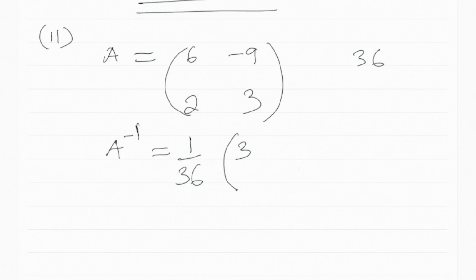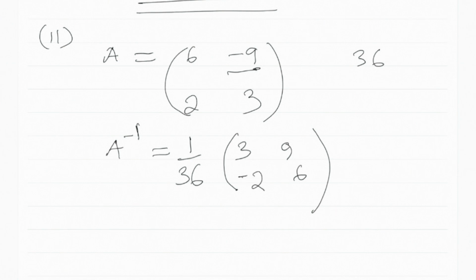Then the elements in the minor diagonal will remain the same, except we are going to multiply throughout by a negative number. If we multiply the elements in the minor diagonal by a negative number, this negative 9 will now become 9, and this 2 will become negative 2 after the multiplication. Right, I hope you're following closely.